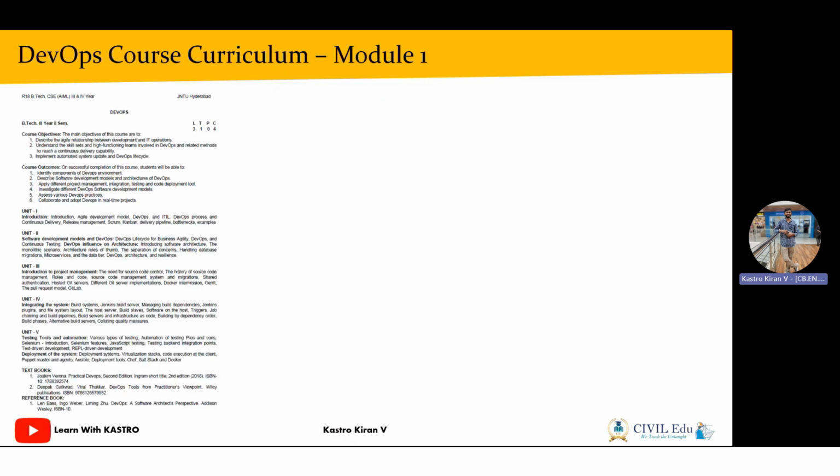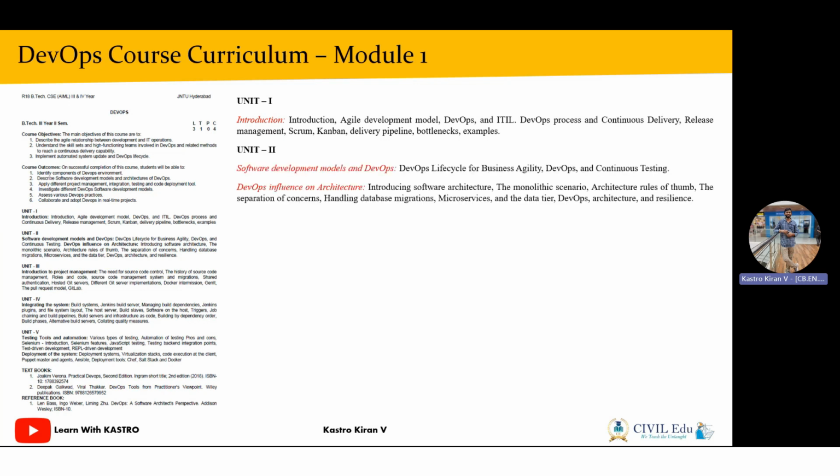In the DevOps course, the entire course has been divided into 5 units. In the introduction unit, that is unit 1, we'll be talking about the software development lifecycle and a brief introduction to DevOps, what is meant by continuous delivery, and also the different software development lifecycle models. And in unit 2, we'll be focusing especially on the software development lifecycle models and also a brief introduction to DevOps and its architecture.